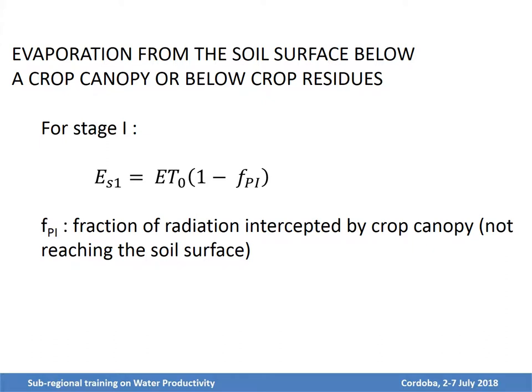If we want, we can also apply these equations to what happens when we already have a crop. In other words, we can calculate evaporation from the soil surface below the canopy or below crop residues. Roughly, soil evaporation during stage 1, which is energy limited evaporation, will be equal to reference evapotranspiration multiplied by 1 minus the fraction of radiation intercepted by the crop canopy. In other words, the fraction of radiation not reaching the soil surface. The same approach can be applied when, instead of a canopy, what we have on top of the soil are crop residues.